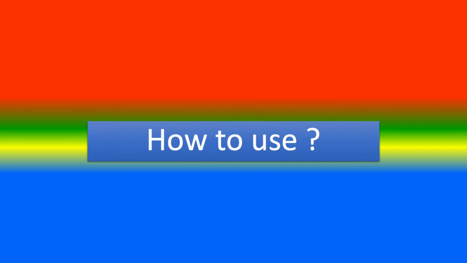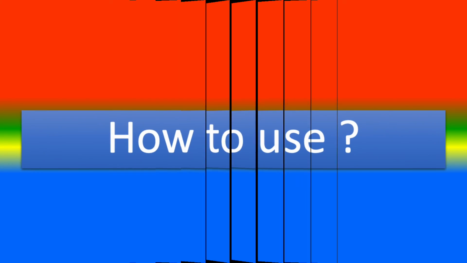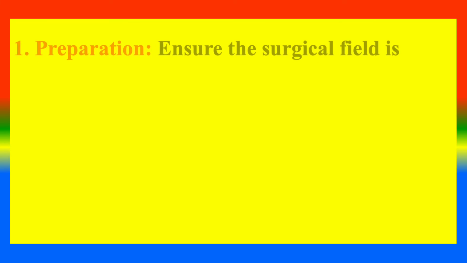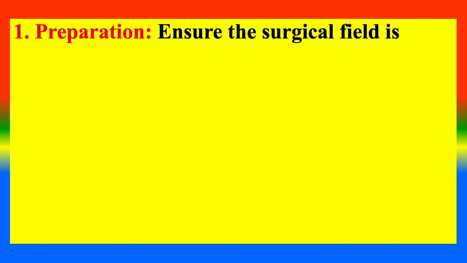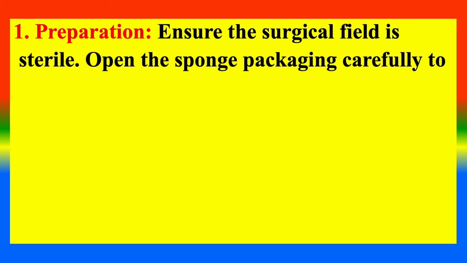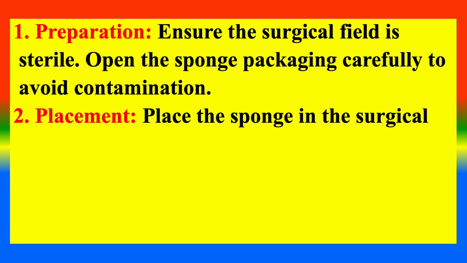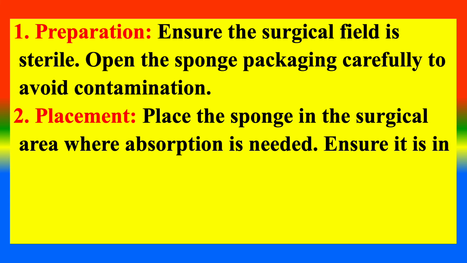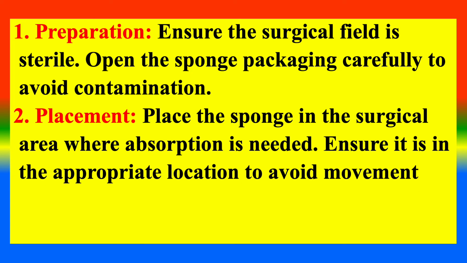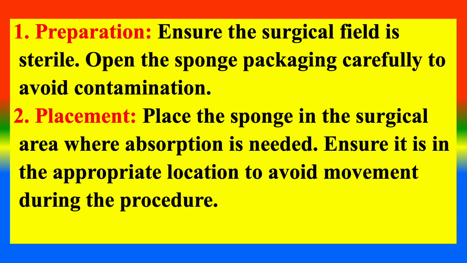How to use? 1. Preparation. Ensure the surgical field is sterile. Open the sponge packaging carefully to avoid contamination. 2. Placement. Place the sponge in the surgical area where absorption is needed. Ensure it is in the appropriate location to avoid movement during the procedure.